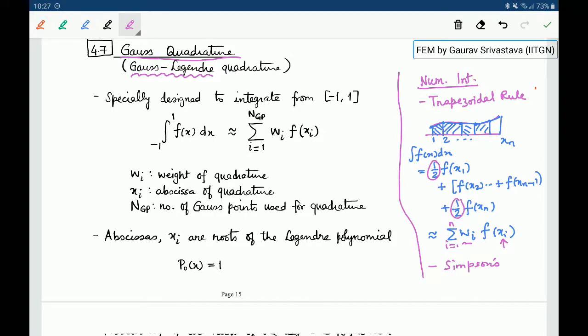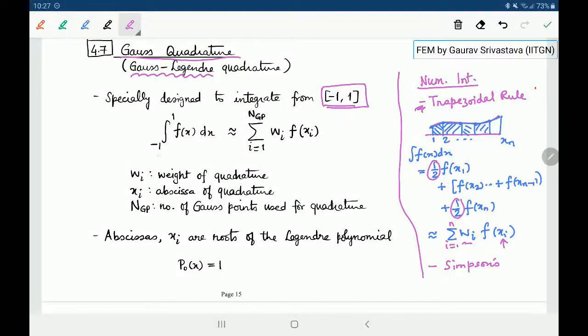So what we will learn is something called the Gauss quadrature, and the reason we are learning this one is because it is specifically designed to integrate from -1 to 1. After we have formulated the reference element, all our integrations at the element level are going to be between -1 and 1, and hence we are using this method, which will be more efficient than the others.